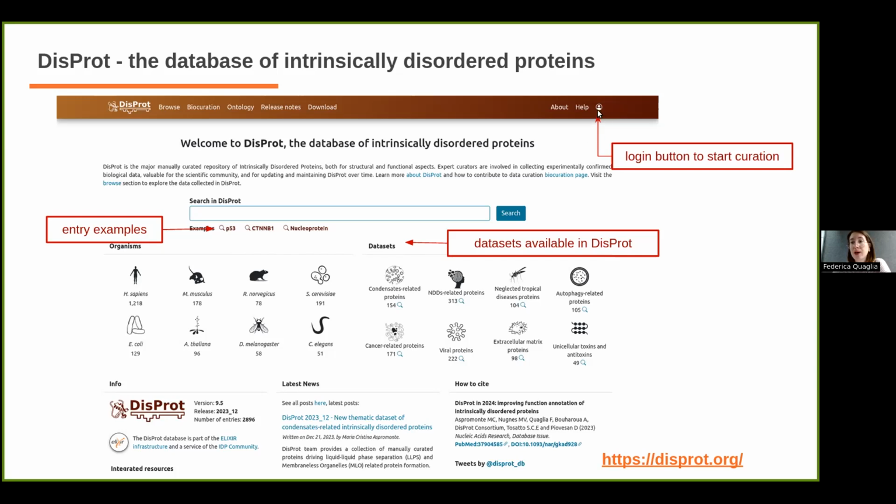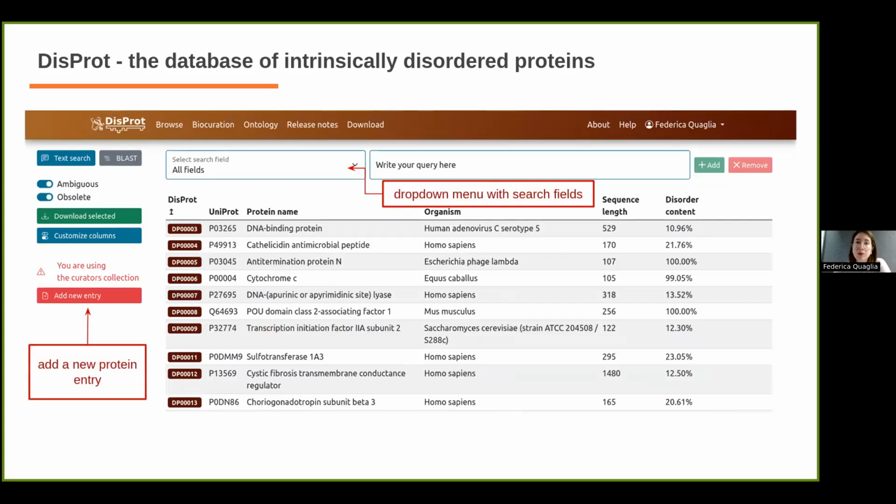Here you can find the login button to start curation. So if you are a curator in DisProt, you will need to log in by clicking this button here. What if you want to explore the resource as a curator to find out if a protein is already annotated in DisProt, or if it's not there yet? So now you can see that I am logged in because close to this button you will find my name.